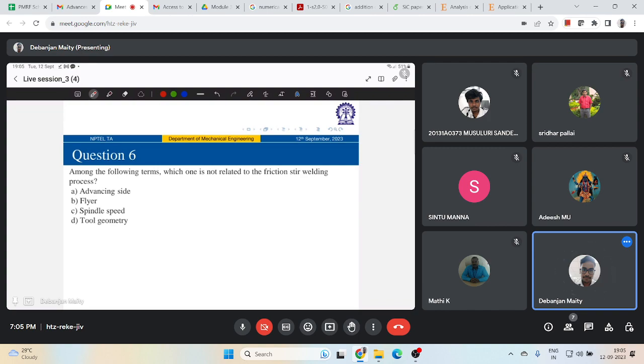Hmm. Now this is in terms of friction stir welding. Anyone here familiar with friction stir welding, or have you ever come across this technique or any kind of experience in friction stir welding? Anyone? Yes, no.